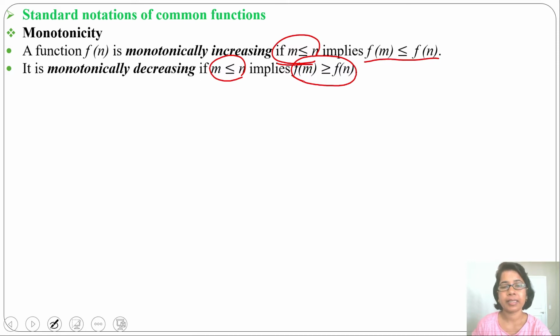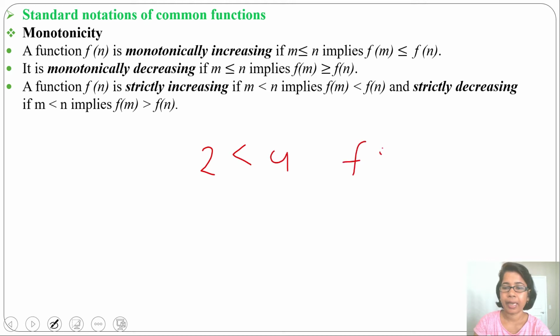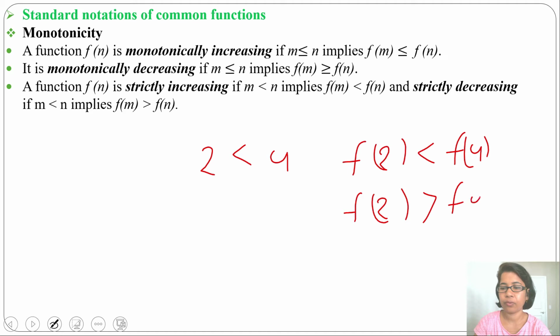Next is strictly increasing and strictly decreasing. A function f(n) is strictly increasing if m less than n implies f(m) less than f(n), and strictly decreasing if m less than n implies f(m) greater than f(n). 2 is less than 4. If f(2) is less than f(4), it is strictly increasing. If f(2) is greater than f(4), it is strictly decreasing. In both cases, 2 is less than 4.